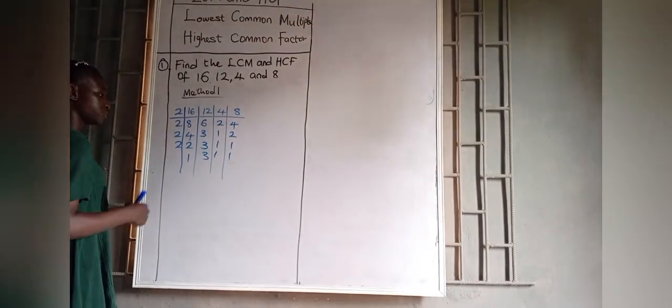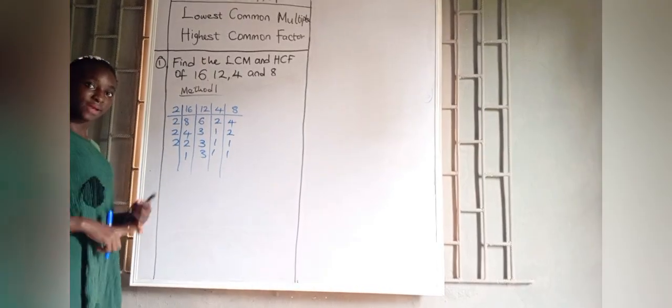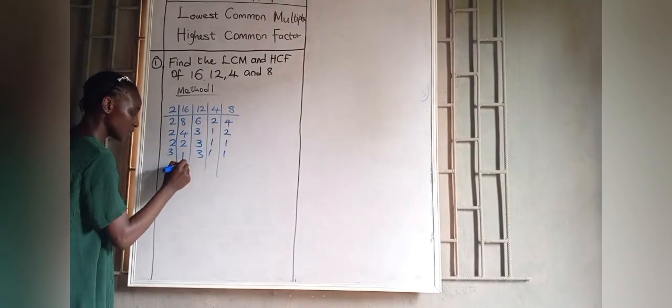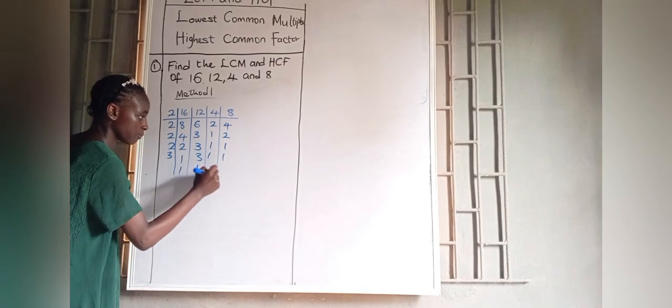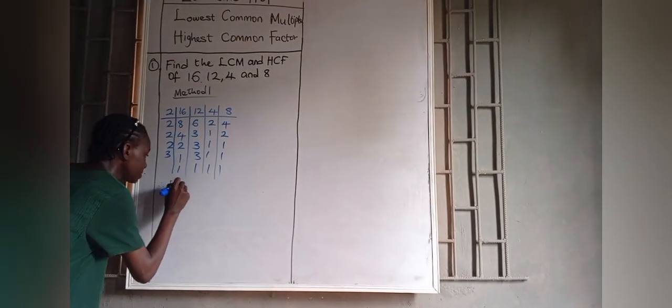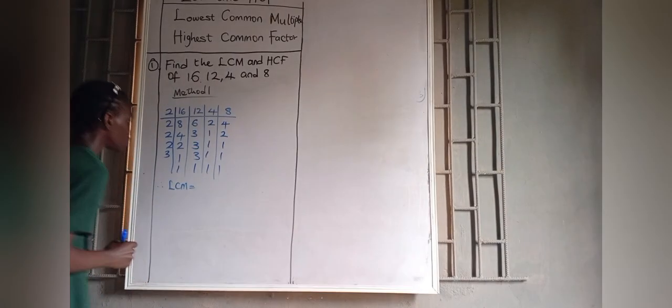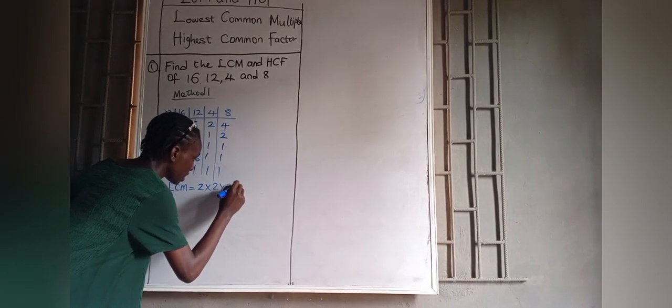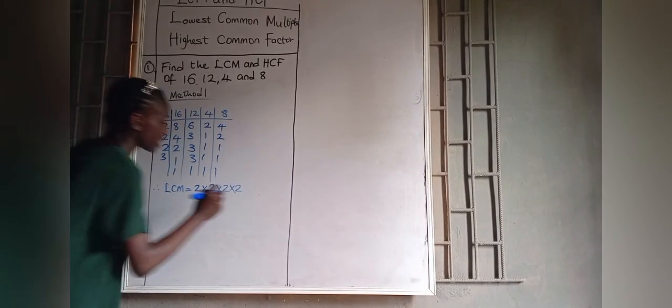Now we have 3 left. So 3 is a prime factor. It is a prime number and it's a factor because it can divide this. 3 here. 1 drops down. 3 here, 1, 1, 1. So the LCM, therefore, is equal to 2 times 2 times 2 times 2 times 3.